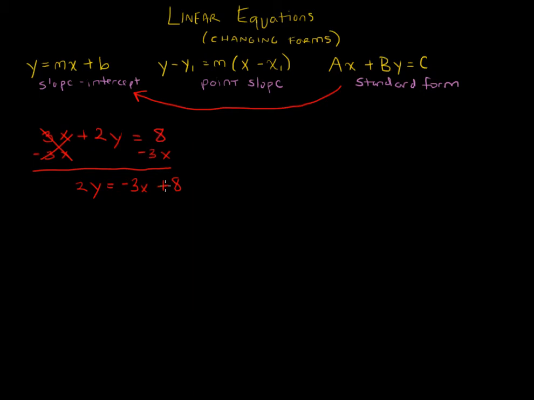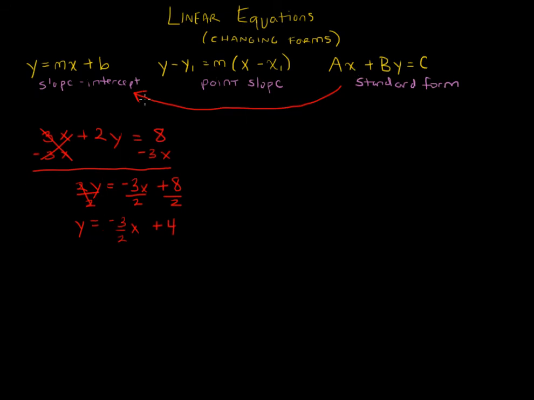So now I just want to divide both sides by 2. And when I divide by 2, I can write the whole thing over 2, or I can just think, okay, everything's going to get divided by 2. So that's y equals negative 3/2 x plus 8 divided by 2 is 4. So there it is. That is the equation in slope-intercept form. I went from standard form to slope-intercept form.